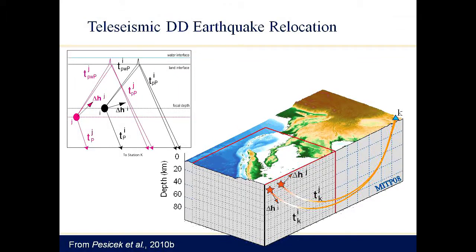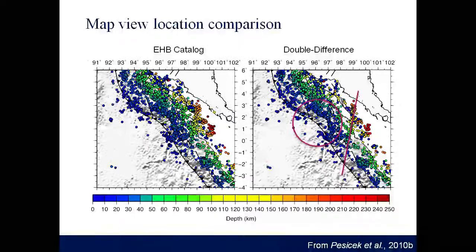Then we take the double difference technique, just the relocation part, and we extend it to teleseismic distances, and we incorporate the use of depth phases. So a depth phase is a P wave that goes up, hits either the land interface or the water interface, gets reflected down, and then travels out to the station. So it turns out this leg of the ray is a very good control on the depth of the earthquake. So if we can use this information, we can get better depths. All right, so what does this give us?